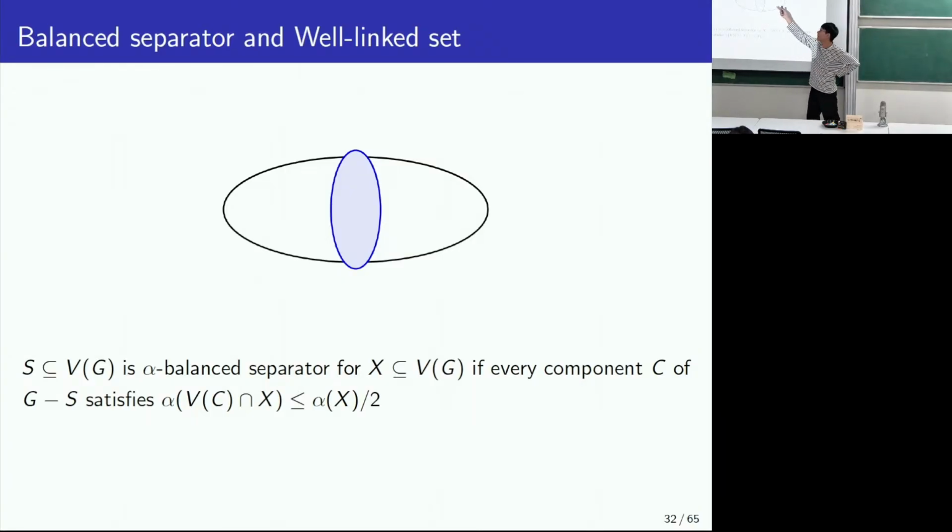of balanced separator and well-linked set to prove the other direction. So suppose that here is a set X, and an alpha balanced separator for X is this blue set that somehow breaks this X in a balanced manner. It means that for each component, the independence number is at most half of the original independence number.